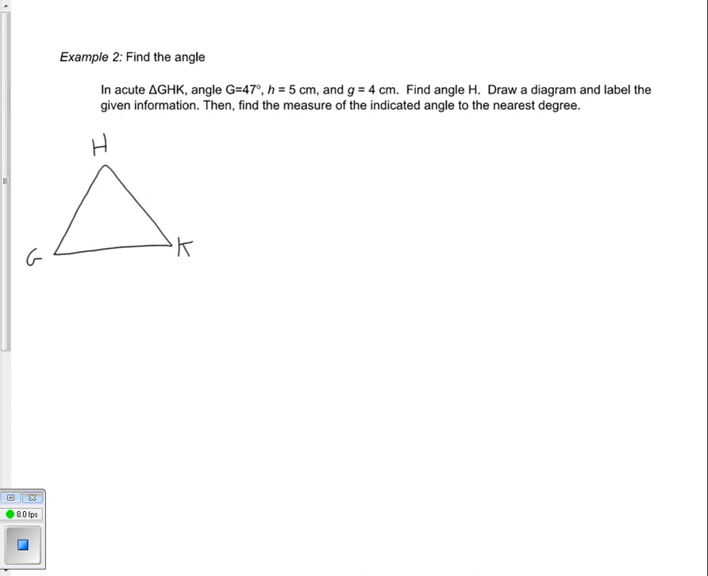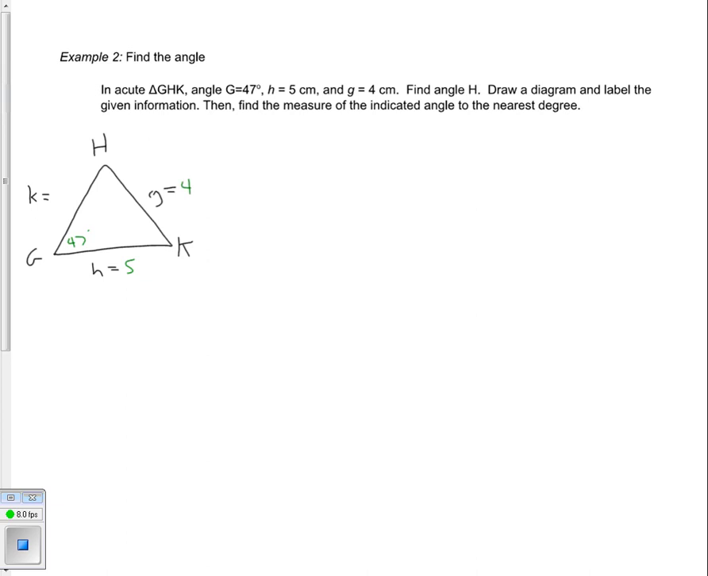Again, we know that we have to label the triangle in such a way that the opposite side from the angle is the same letter, but lowercase. So I'm going to quickly put those values in as well. It tells me in the question that angle G is 47 degrees. So I'm going to put in 47 degrees. It tells me that the length of side H is 5 centimeters. And it tells me that the length of side G is 4 centimeters.